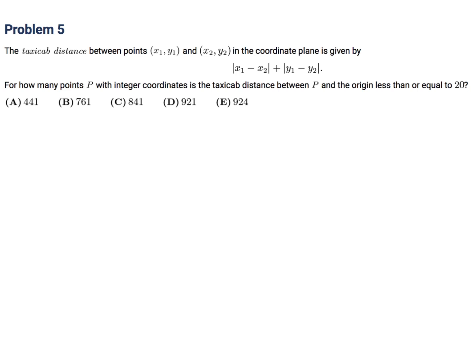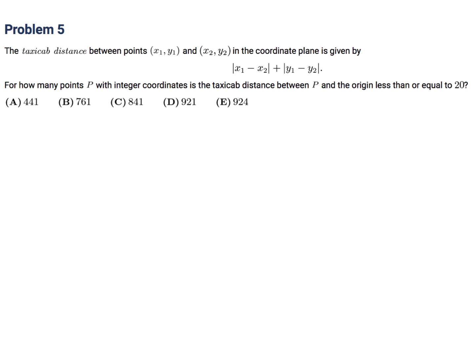The taxi cab distance between points x1, y1 and x2, y2 in the coordinate plane is given by absolute value of x1 minus x2 plus absolute value of y1 minus y2. For how many points P with integer coordinates is the taxi cab distance between P and the origin less than or equal to 20?